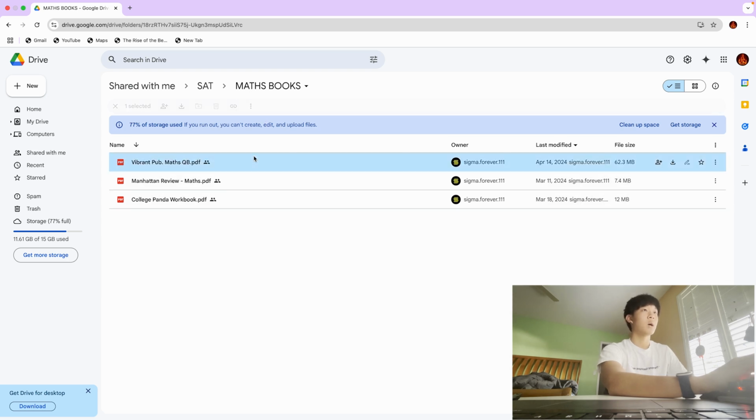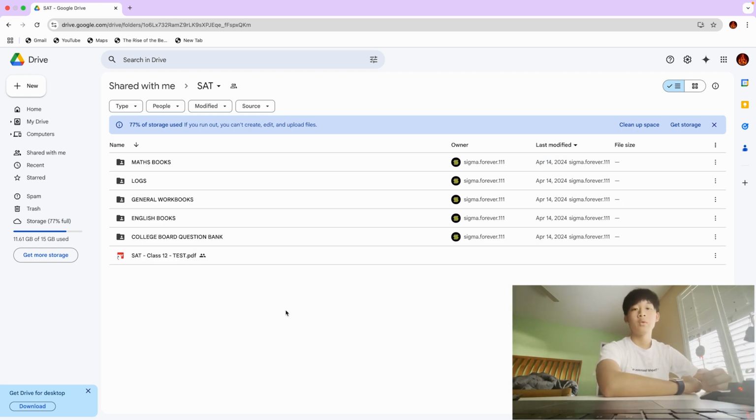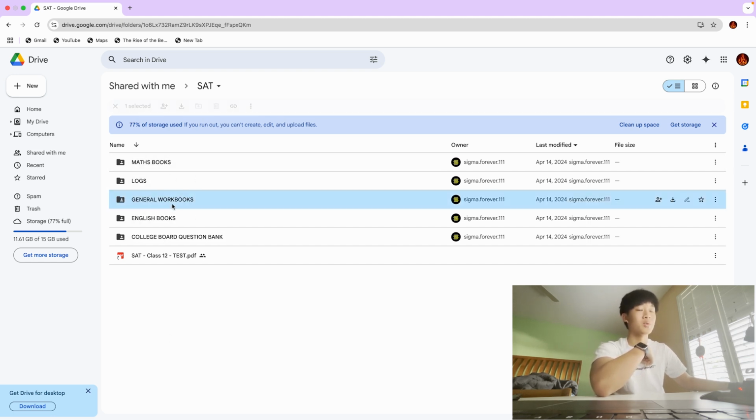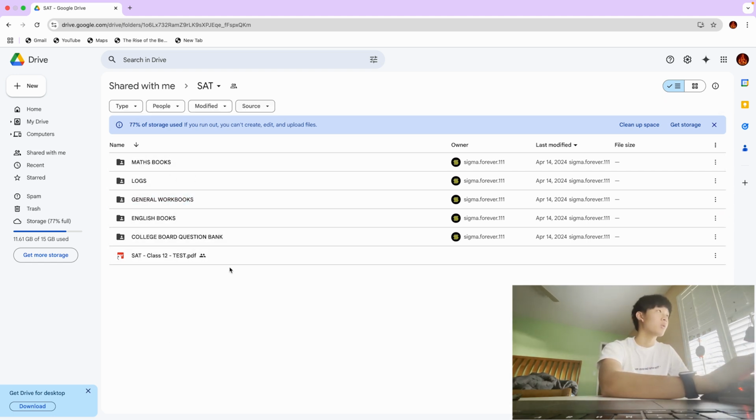So if I were to study, I would just go straight to College Panda, then I would do some Vibrant Publishers for math. And after you finish looking over the books, and that's completely optional, by the way, if I were the person studying, I would just completely skip over these and jump straight into the general workbooks because I'm lazy and I don't want to read things. But everybody has their own way of studying.